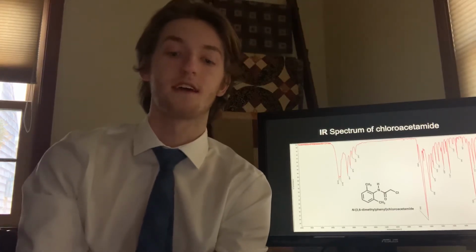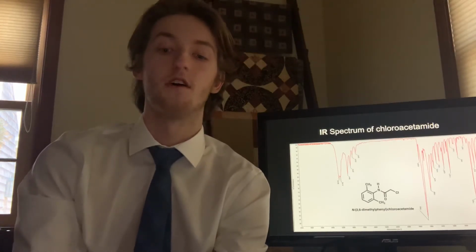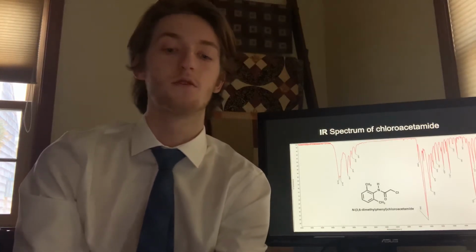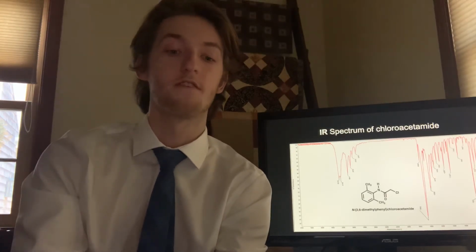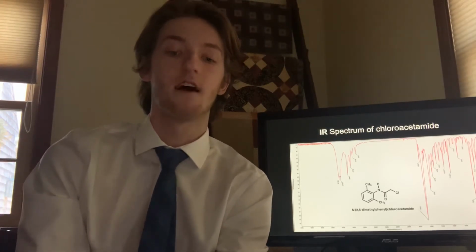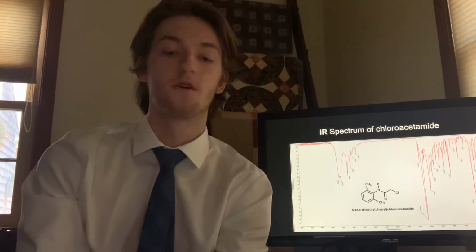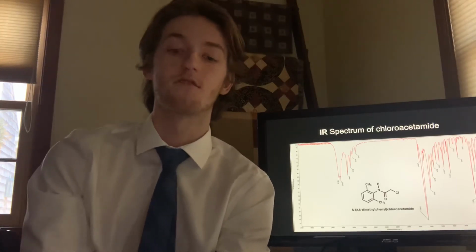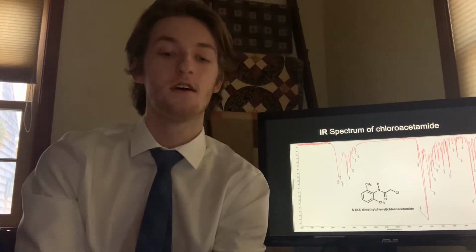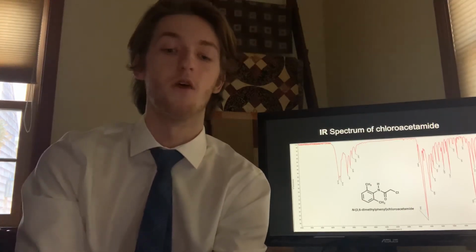3,212 centimeters to the -1 is the NH bond of secondary amide. 3041 is the sp2 CH bond of the phenyl ring. 2857, 2924, 2972 are the sp3 CH of the alkyl group, and finally the 1642 is the C=O of amide.